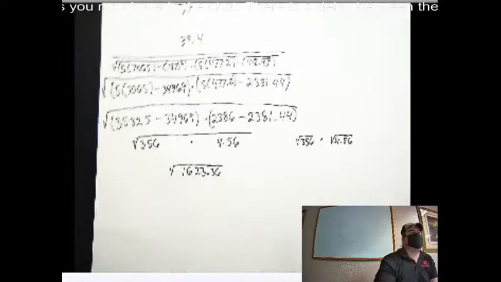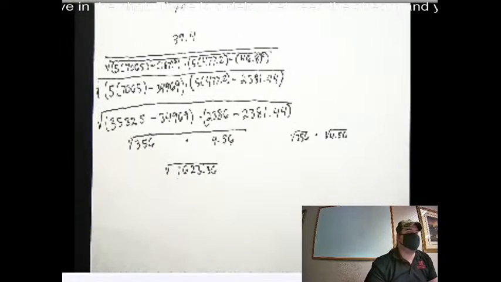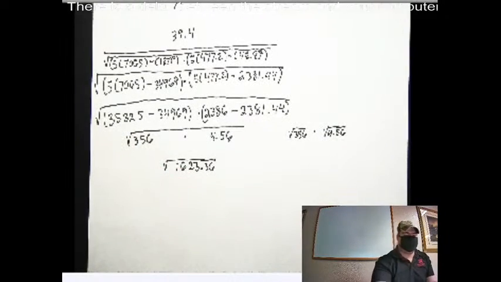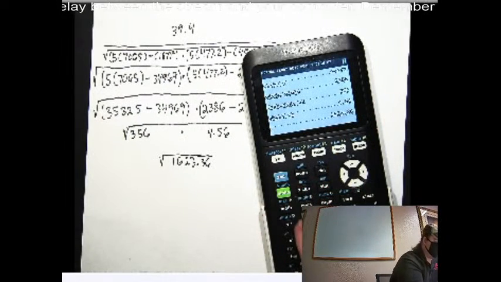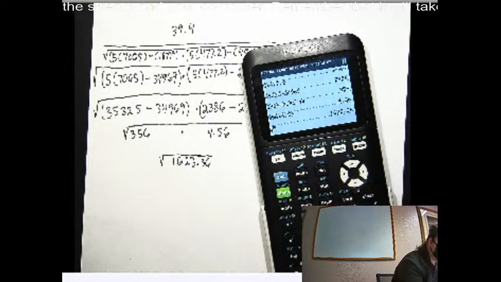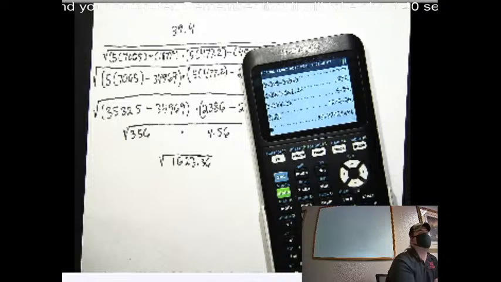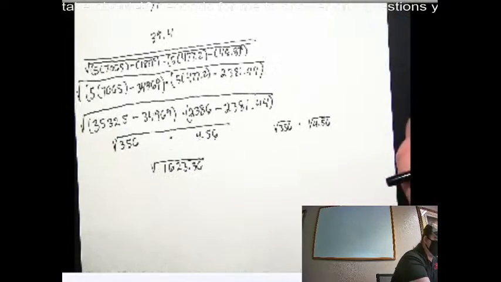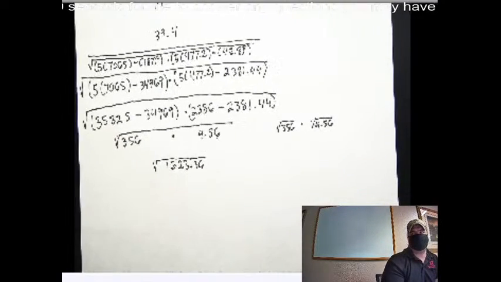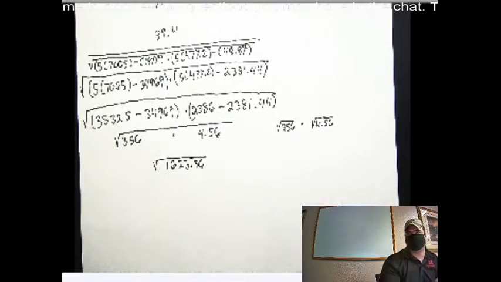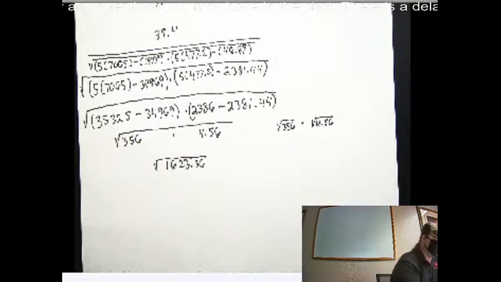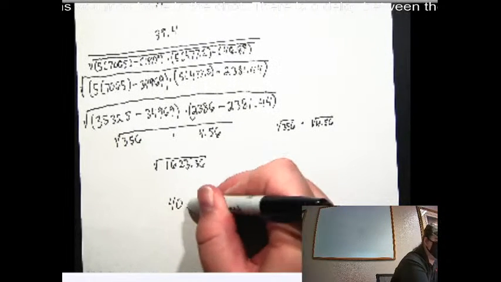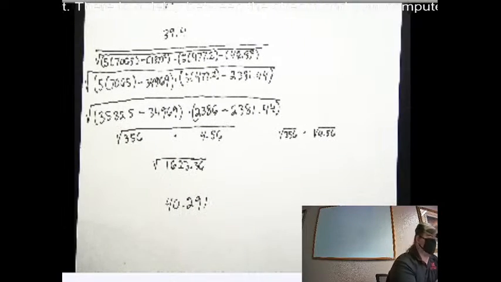Okay, and now last thing we need to do is take the square root of that. So, square root, we get 40.291. I'm going to go to 3 decimal points because I want to include as many as I can without having to write too much. So, 40.291. Okay, so there's our bottom.